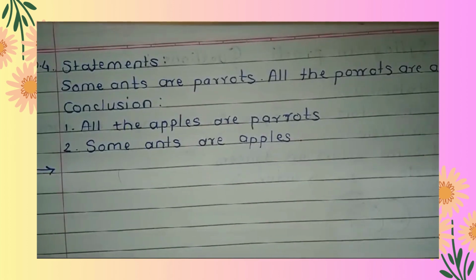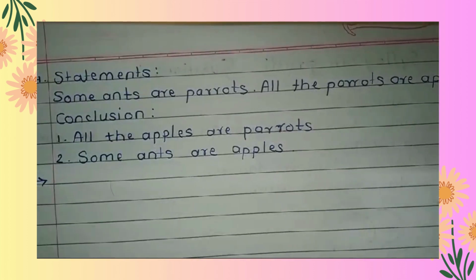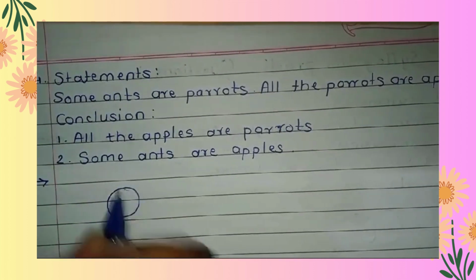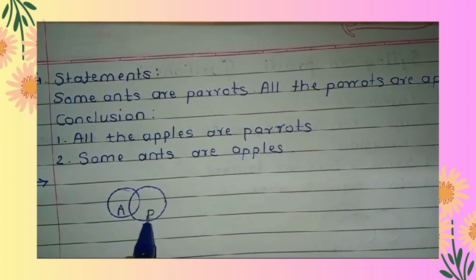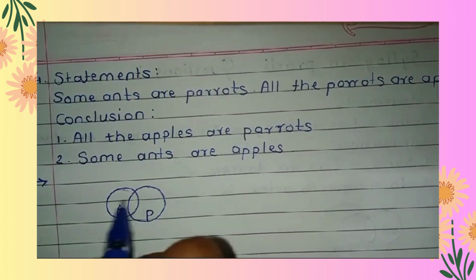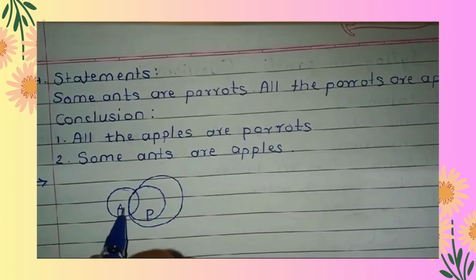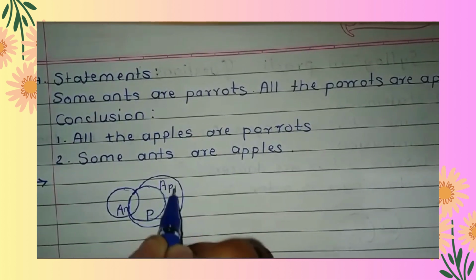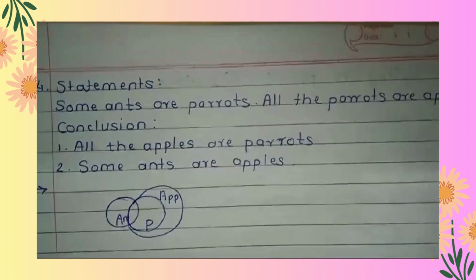Now let's discuss the fourth question. The statement: some ants are parrots, all the parrots are apples. First represent this: some ants are parrots. All the parrots are apples, so we can say all the parrots are inside the apple circle, right? Now we can see which conclusion follows.